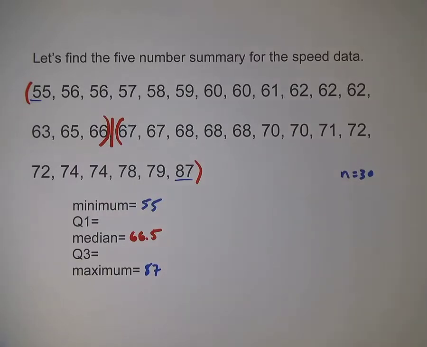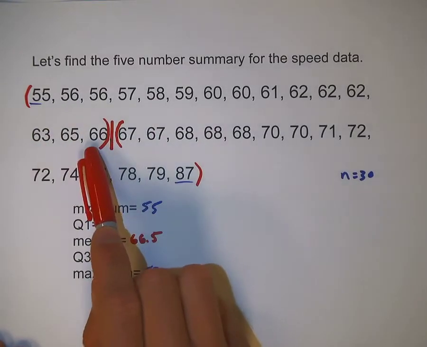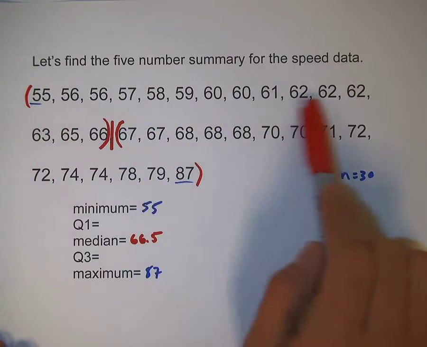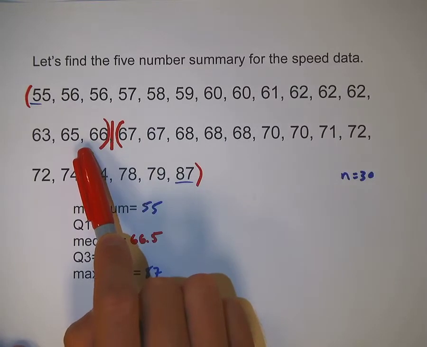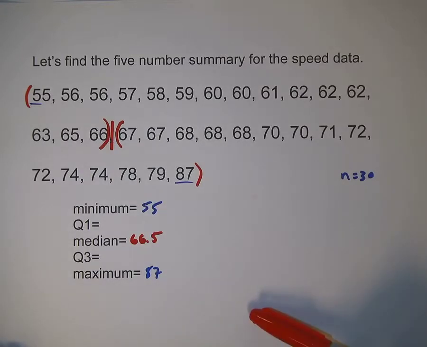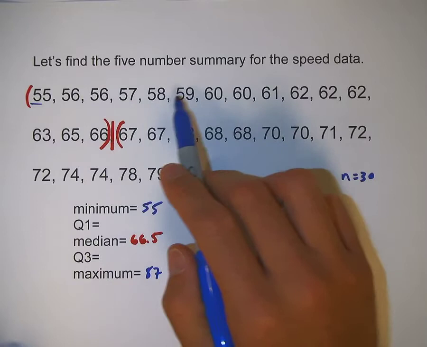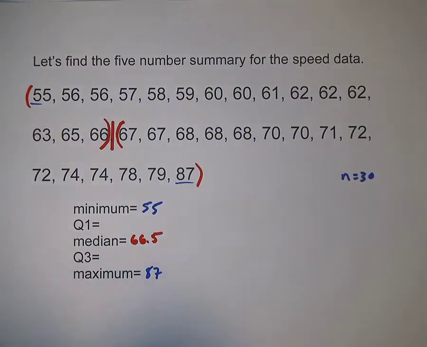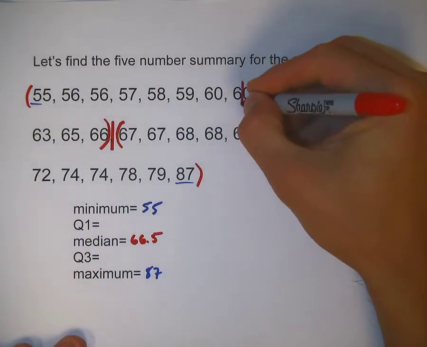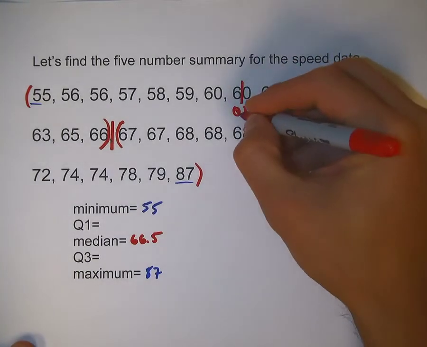Now Q1. Q1 is the median of the first half of the data. So we have 15 values in the first half of the data. So the median is going to be the 8th data value. That'll give me 7 values, then the 8th value, then another 7 values for 15. So I'm going to count in and find the 8th value. 1, 2, 3, 4, 5, 6, 7, 8. So the median of the first half, or Q1, is 60.